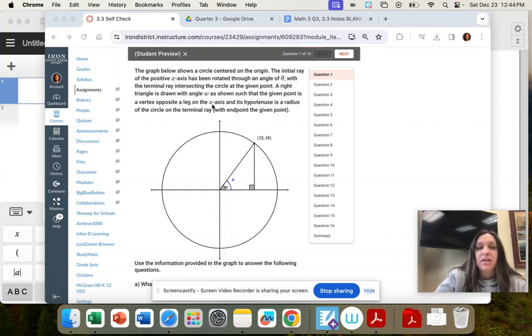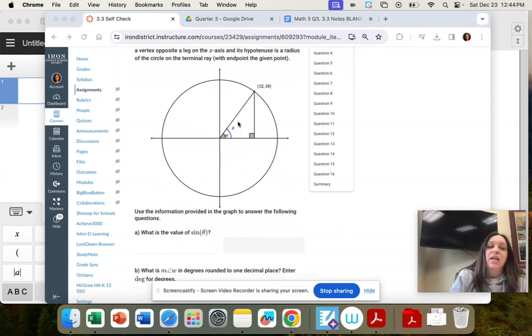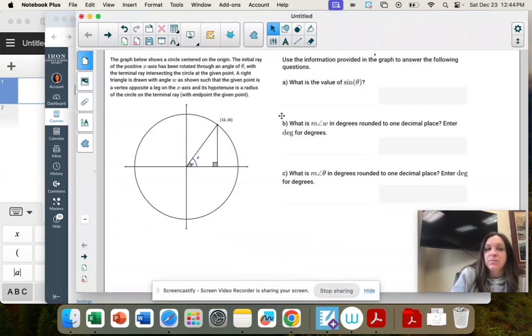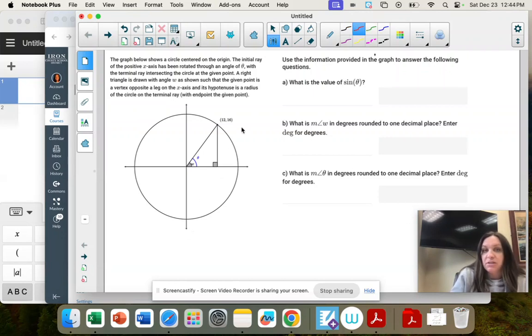So given a vertex opposite a leg on the x-axis and its hypotenuse is a radius, what is the value of sine theta? So what happens is we created a right triangle inside of a circle here. So this length is the radius of the circle, but it's also the hypotenuse of our right triangle because it's across from the right angle. So that's our hypotenuse.